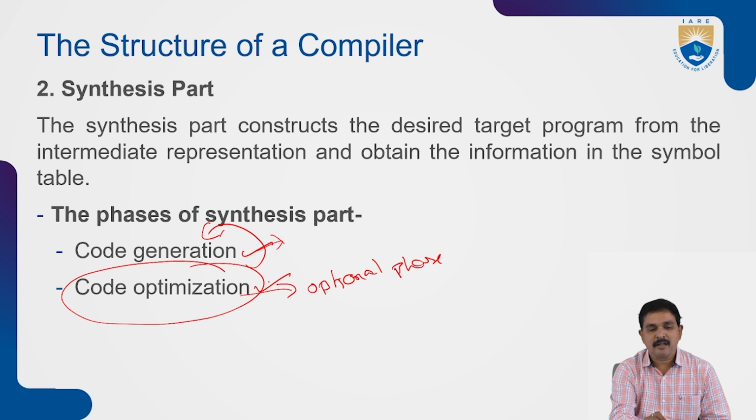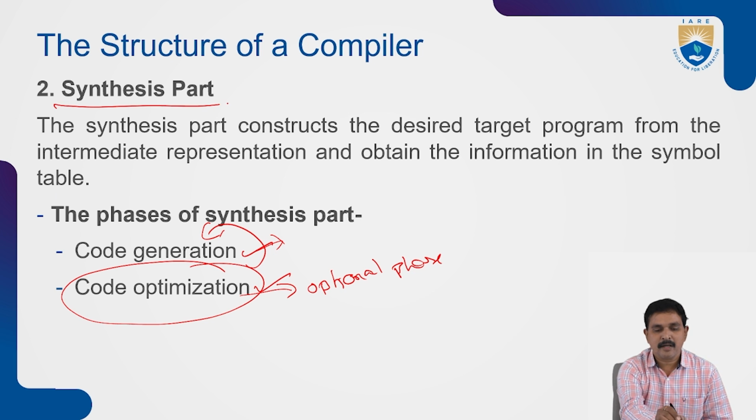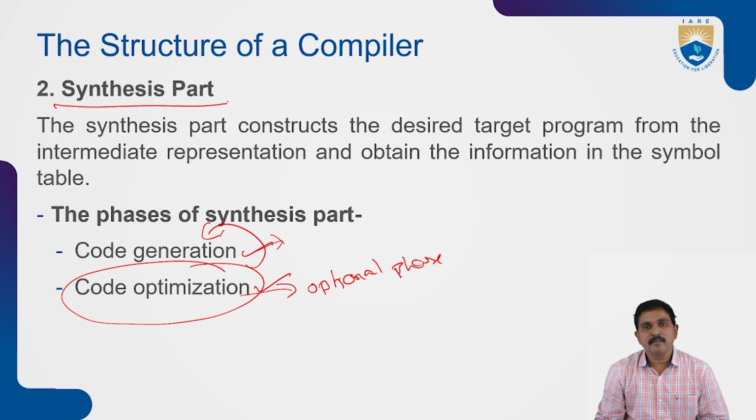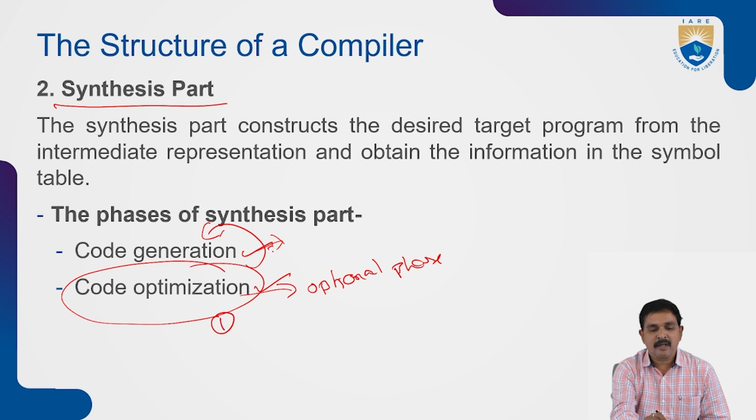These two phases come under the synthesis part. The synthesis part has two phases in total: code generation and code optimization. But as per the sequence, you attempt code optimization first. That is optional, if the user wishes. He may use different types of code optimization techniques, and then he goes for code generation. This is the sequence you should follow: code optimization, then code generation.